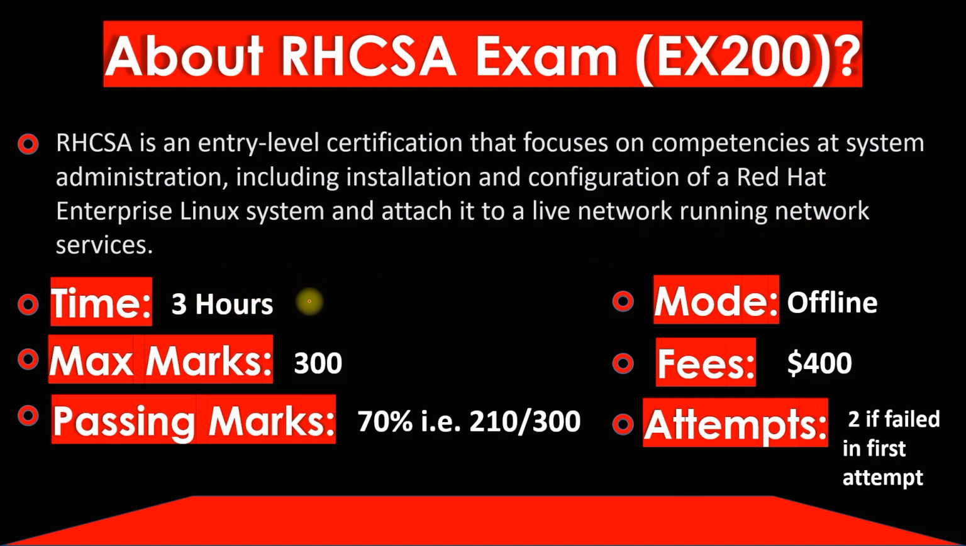So let's talk about the exam. The time duration of the exam is 3 hours, the maximum marks are 300, and the passing marks are 70%, that is 210 out of 300. The mode of the exam will be all offline, and the fee is $400 as per the US. For attempts, there are 2 attempts in 1 voucher. If you fail the first one, then you have a second attempt for free. Remember, you need to take the second attempt within 90 days of the first attempt. So this is some information about the RHCSA exam, which is an entry level certification in the Linux system administrator job.